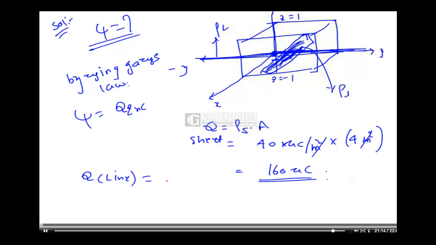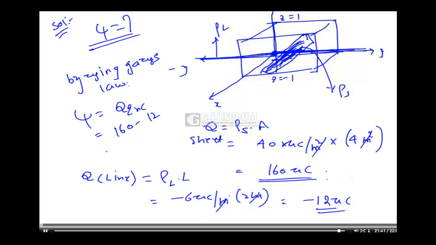Similarly, Q due to line charge is given by rho L into L. So rho L is given as minus 6 microcoulomb per meter into L. What is the length? Only 2 meters, because the cube is only 2 meters in length. So it is minus 12 microcoulomb. Therefore, total charge enclosed is 160 minus 12, that is 148 microcoulombs.